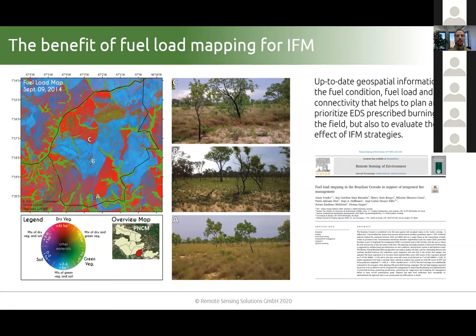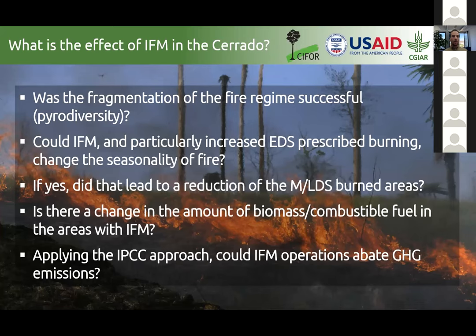And that's particularly what I would like to talk about today, the effects of the IFM, what we see today. So we had the question, six years later, in this interesting project funded by CIFOR, USAID and CGIAR, where we are now evaluating the effect of the IFM operation, also in terms of the greenhouse gas mitigation potentials.